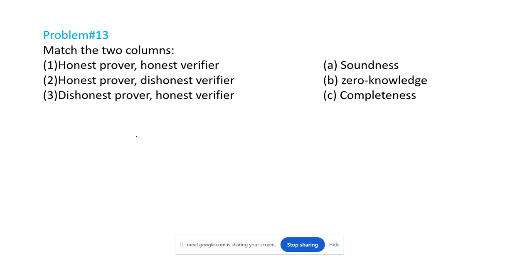1 is C. 2 is B. No, 2 is actually B. Oh, okay, you said B, okay, sorry. 2 is B and 3 is A. Right. Okay, correct.